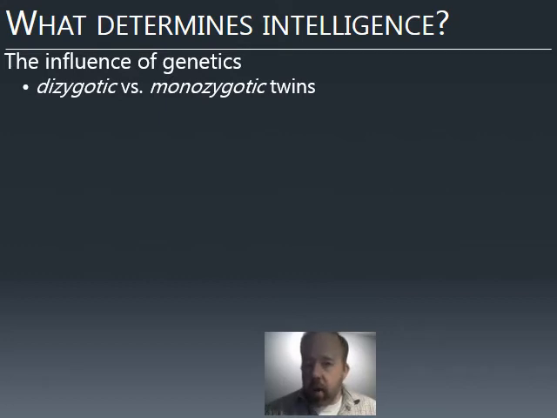And by comparing the relationship, the correlation in intelligence between these two different kinds of twins, we can look at how heritable intelligence is. Because these twins are often raised in the same environment, and we can look at how correlated the intelligence scores are for dizygotic versus monozygotic twins. There are other ways of looking at this relationship as well. For example, you can look at identical twins that are raised apart and see how much their intelligences are still related to each other. The answer is a lot.